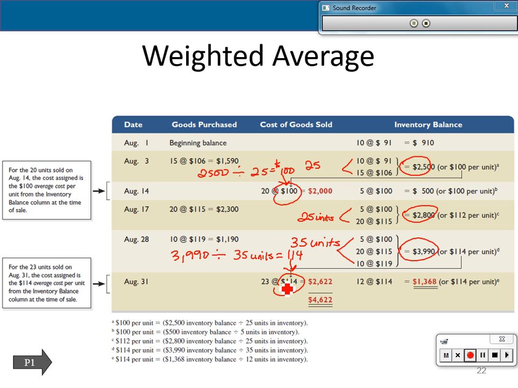Now, she asked, where would this work best? Again, it depends on the business, but I can see how a wholesaler would be more comfortable using this because it makes things easier as units are purchased and sold. It just makes it easy to use whatever the average cost is.